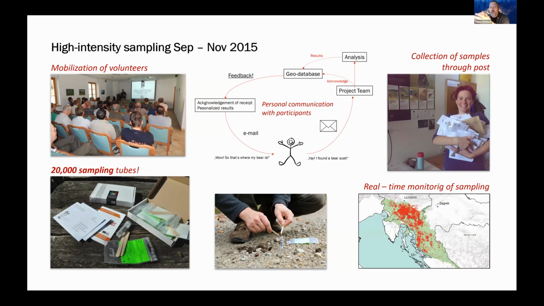We use citizen science. So we got a lot of volunteers. This was a huge logistics challenge to mobilize all these people to actually be able to pull this off in this short time over this huge area. We ended up distributing 20,000 sampling tubes to the field, and we monitored sample collection in real time. And of course, there was a lot of communication, organization. So from a logistic perspective, this was really, really big.